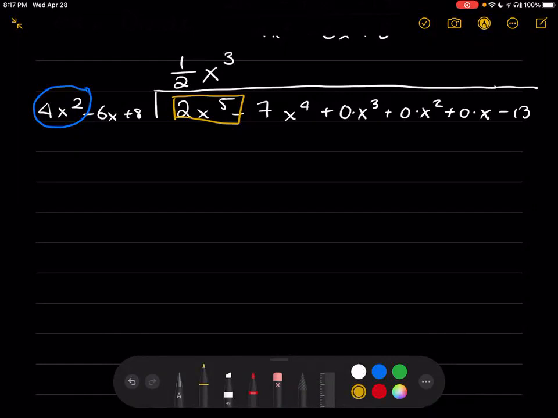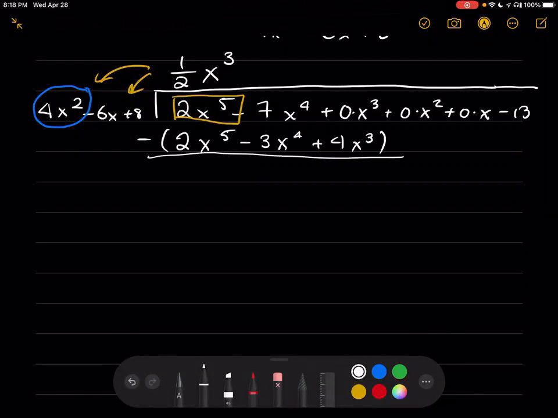Okay, so now we multiply that by all the terms, and we get 1/2 x cubed times 4x squared. That's going to give us a 2x to the 5th. That's looking good. And then the next one we multiply, we get a minus 3x to the 4th. And then 1/2 x cubed times 8, that's going to pop out a plus 4x cubed. And then put parentheses around that and subtract it away. Okay, those match up, they subtract away, that's 0, that's good news. We want to see that.